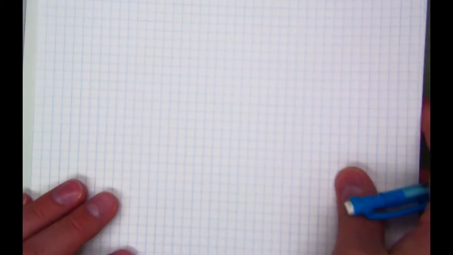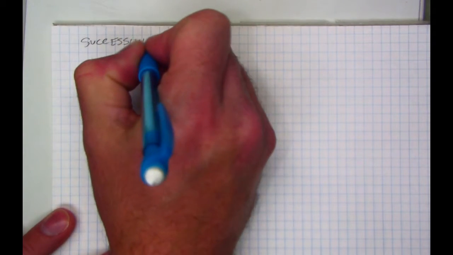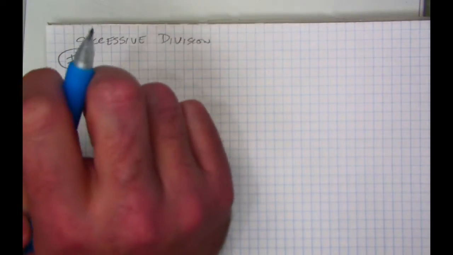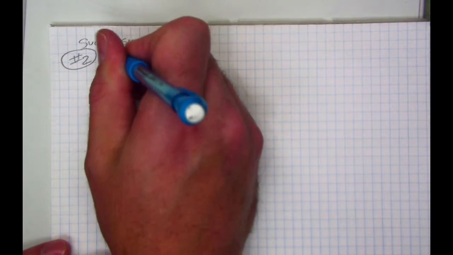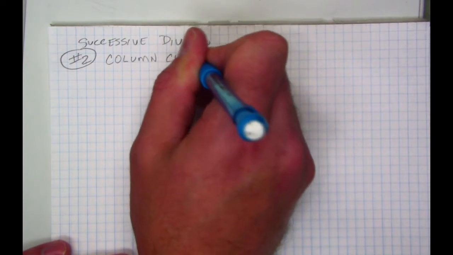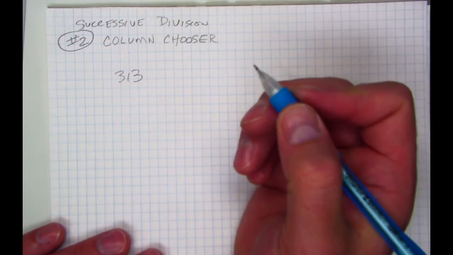Let's talk about the other technique. This is the one that works in Mr. Edmonds' brain. All right. Put this down on the screen here. This one doesn't really have a name. This is just what I realized you can do, and I call it column chooser. Column chooser. All right, so let's say we have our number 313.